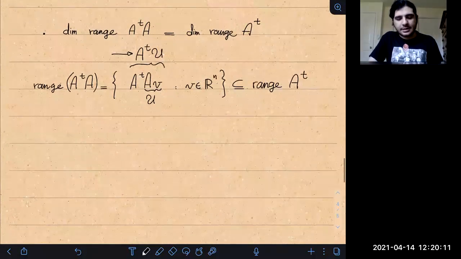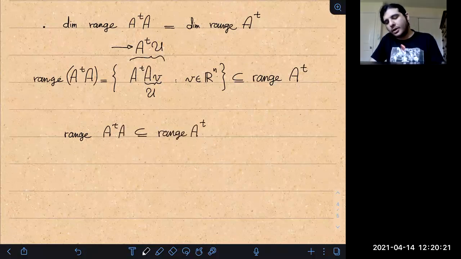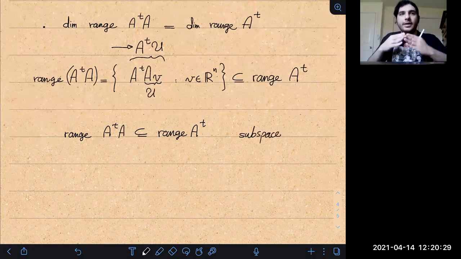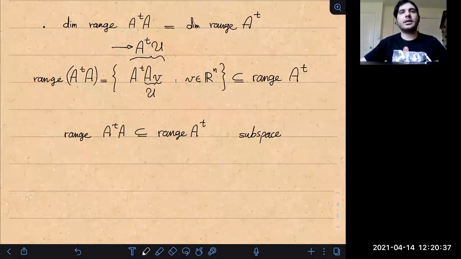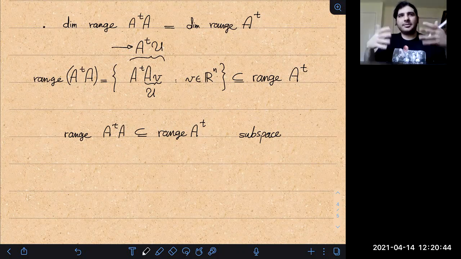So this shows us that the range of A transpose A is a subset of the range of A transpose. More than that, both of these things are vector spaces, so it's a subspace. Now we know if we have two subspaces, if they have the same dimension, they have to be equal. How can I show these two have the same dimension? So we know one theorem which helps us to prove these things, right? This is the rank nullity theorem, or maybe use a different name to address that.